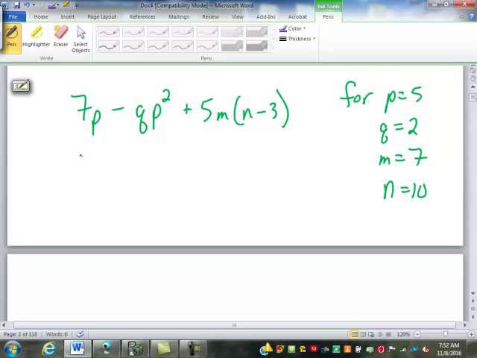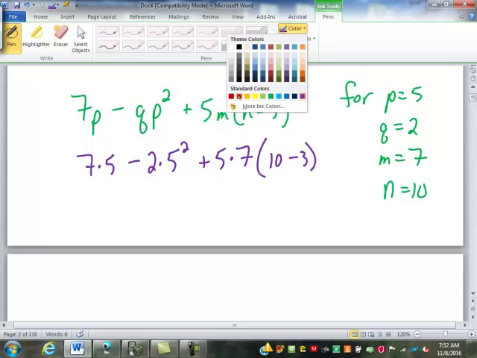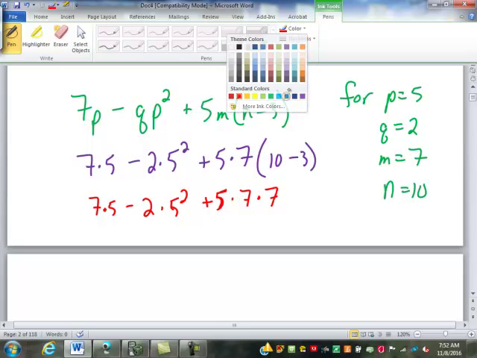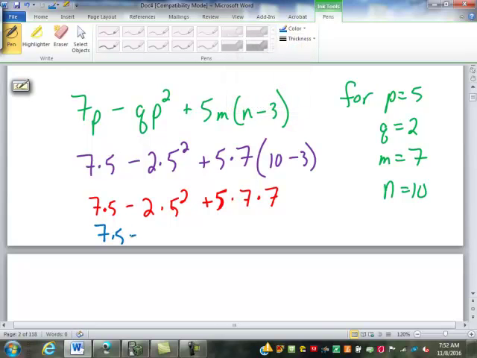Let's take a peek. So this is going to become 7 times p becomes 7 times 5 minus qp squared is 2 times 5 squared plus 5m is 5 times 7 in the parentheses. N minus 3 is 10 minus 3. What do we have to do first? 10 minus 3, which is 7. We are now done in those parentheses. Now we do have to do the 5 squared, which is going to be 25.